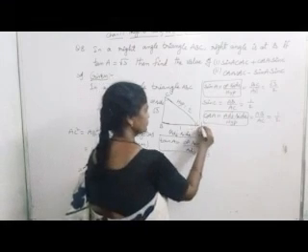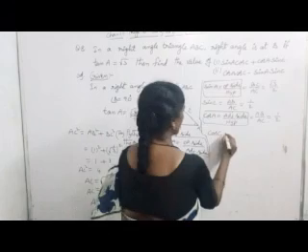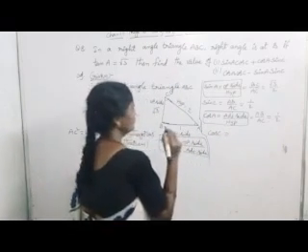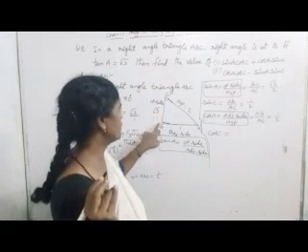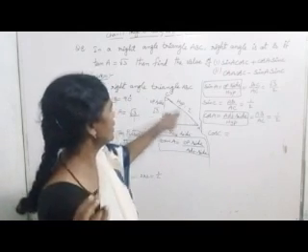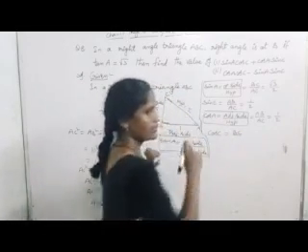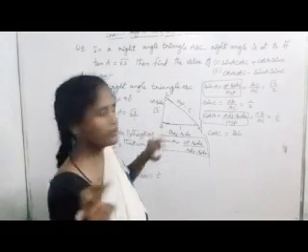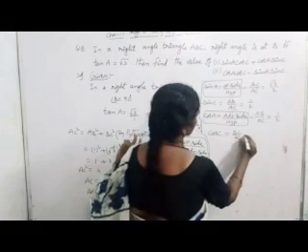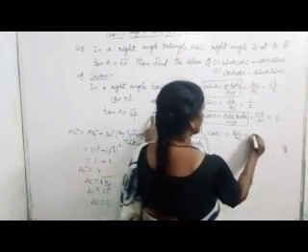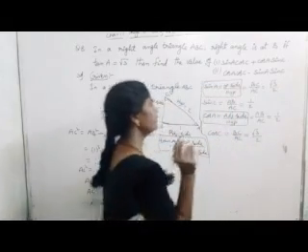Next, cos C. Adjacent side, what is that? The adjacent side of C is BC, because C is here, so the adjacent side is BC by AC. That is equal to BC value √3 by 2. Okay, √3 by 2.